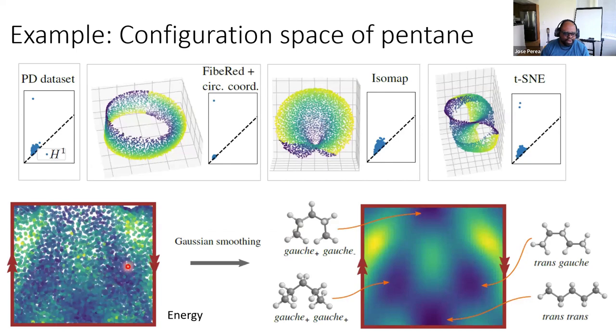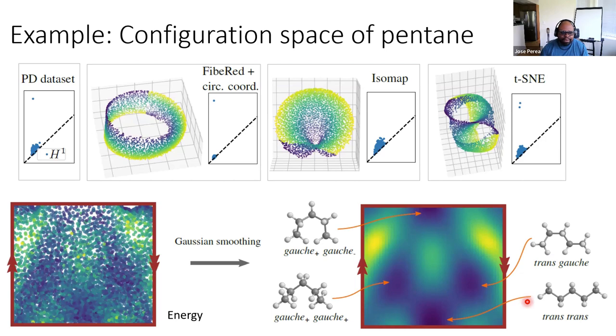And then just by doing a Gaussian smoothing, we get the picture on the lower right. So we have estimated from data what the energy landscape looks like for this molecule. So if you're thinking of doing molecular dynamics, you can do it here. You don't have to do it in the ambient space from which the molecules come.